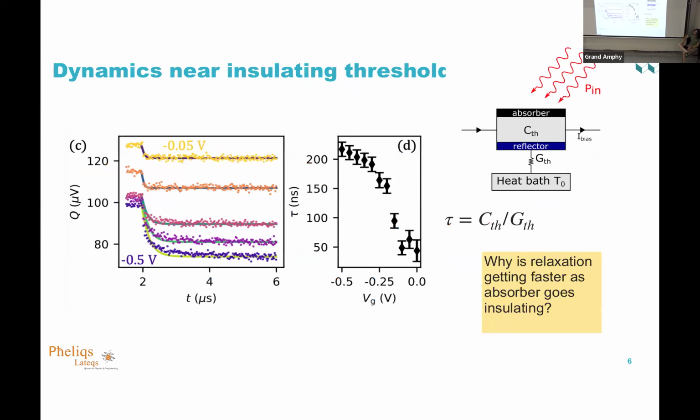Now what we saw is that when we increase the gate voltage such that we are approaching pinch-off, your device is gradually becoming insulating. The observation that was, for me, unexpected is that the relaxation time goes down. So it comes back quicker to its initial temperature. I don't understand this, so this is an open question I put on the table. And I think it is probably connected to things that were discussed here.